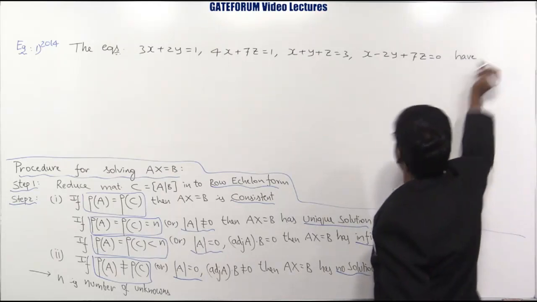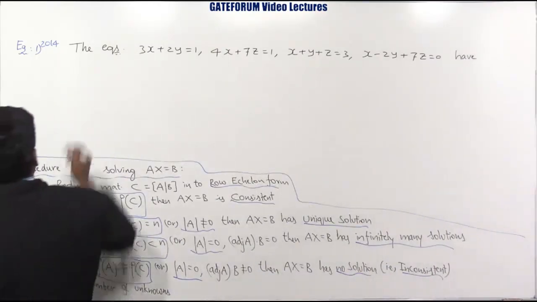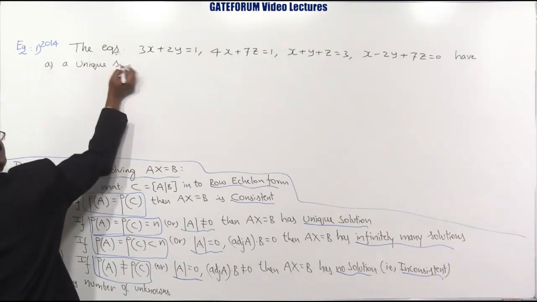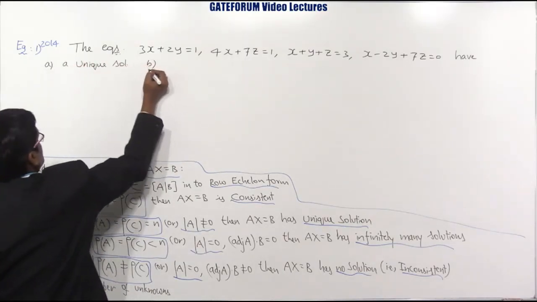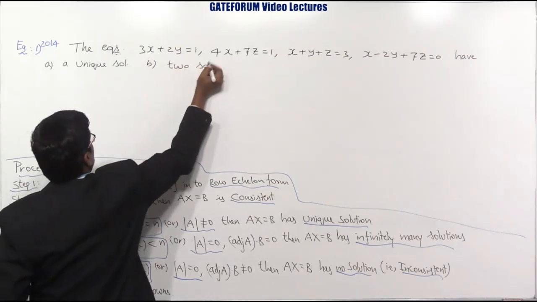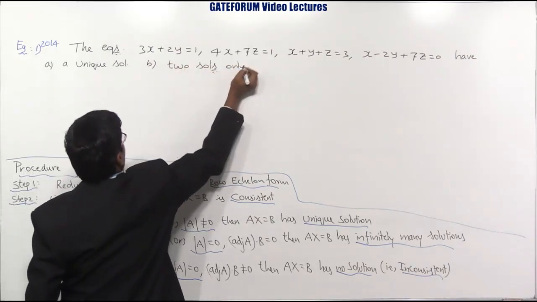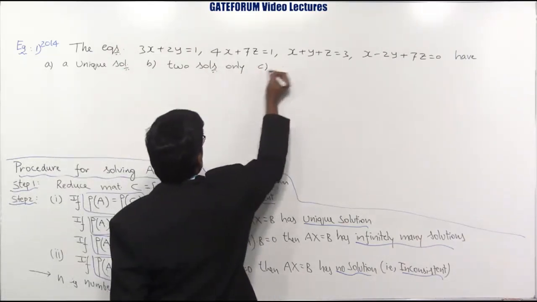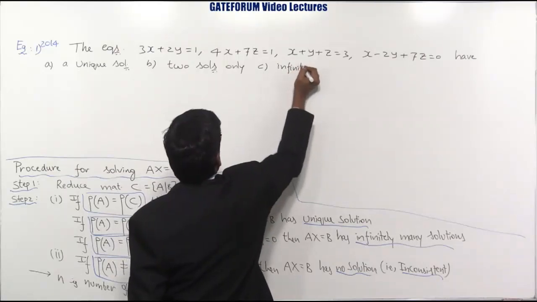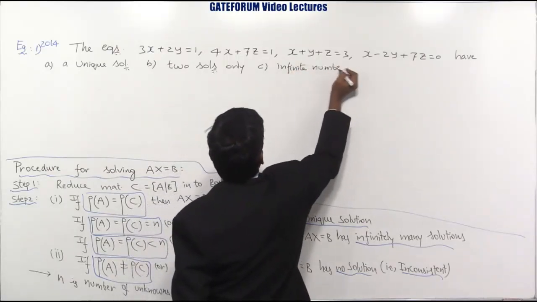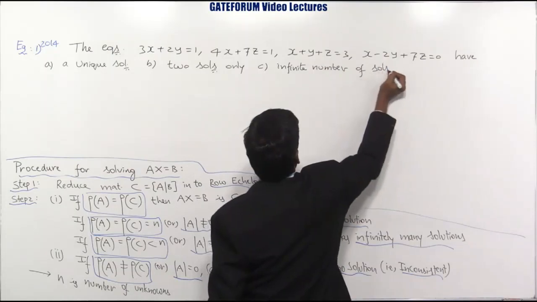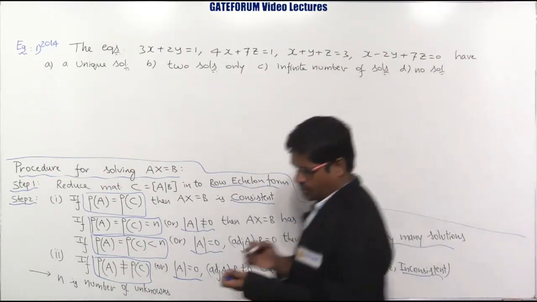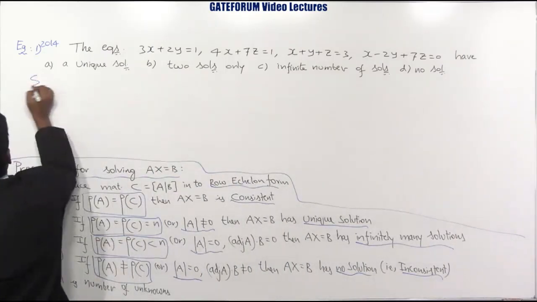Have, option A, a unique solution. Option B, 2 solutions only. SOL stands for solution, SOLS stands for solutions. C, infinite number of solutions. D, no solution. 4 options are provided. Solution.